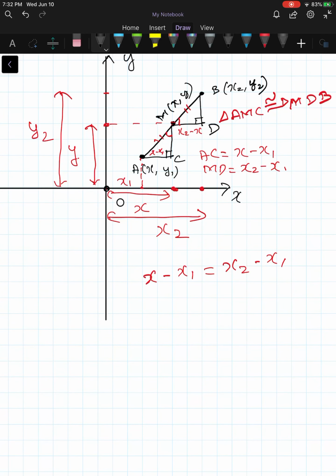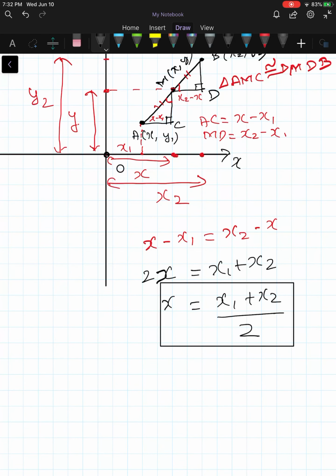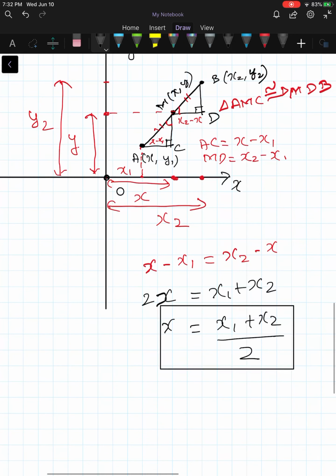So now if you solve this equation, we get x2 minus x. It's not x1. It is x2 minus x. So if we solve this, we get 2x is equal to x1 plus x2. So x will be x1 plus x2 divided by 2. So we got the first coordinate, that is x coordinate of M.